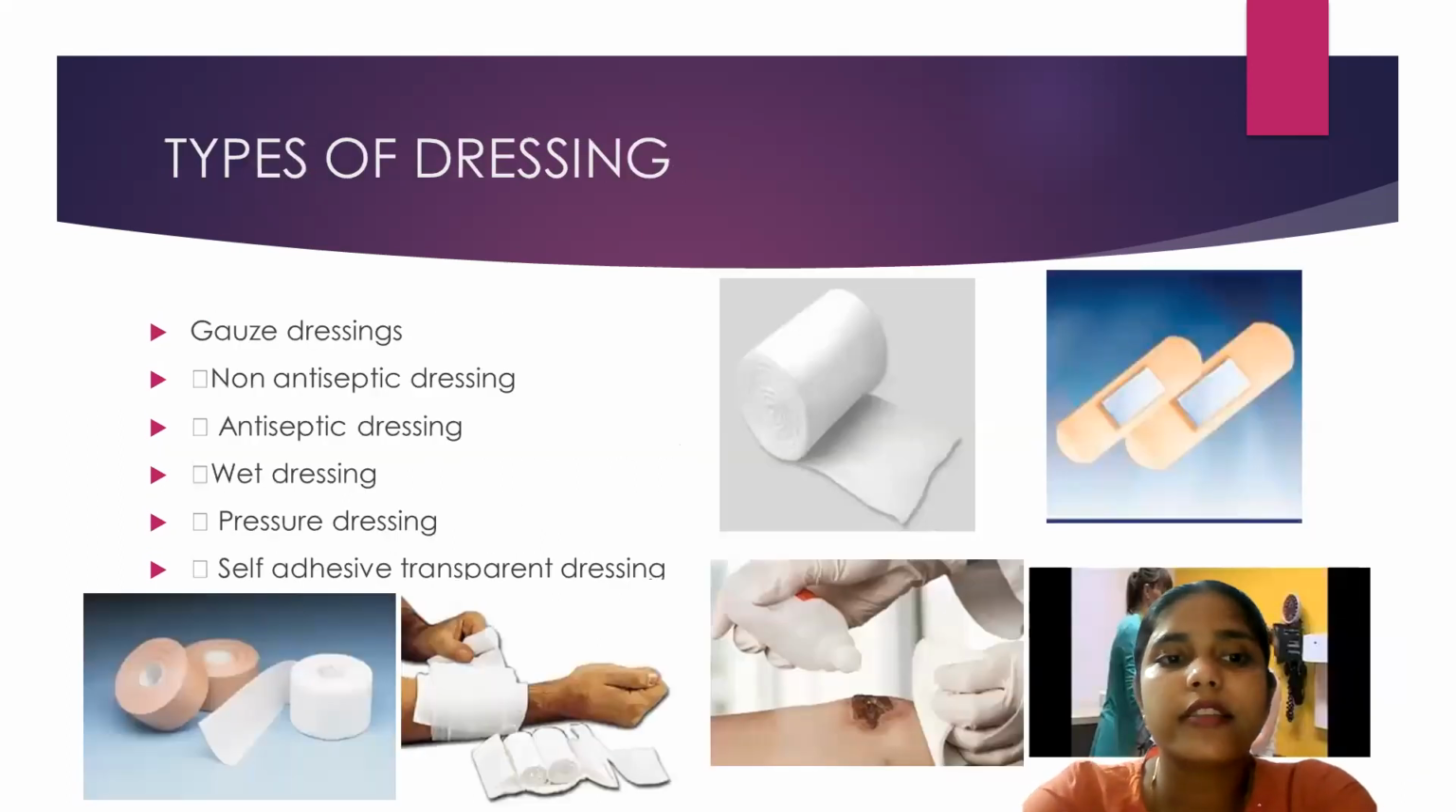What are the types of dressing? Gauze dressing, non-antiseptic dressing, antiseptic dressing, wet dressing, pressure dressing, self-adhesive transparent dressing. We can say this is a gauze dressing. This is a non-antiseptic dressing, and this is an antiseptic dressing. Here the nurse is using antiseptic solution for dressing the wound.